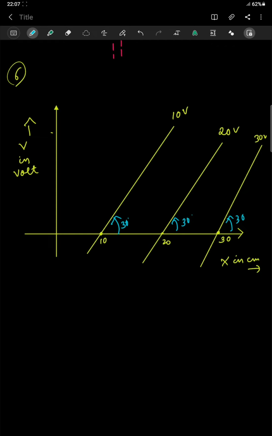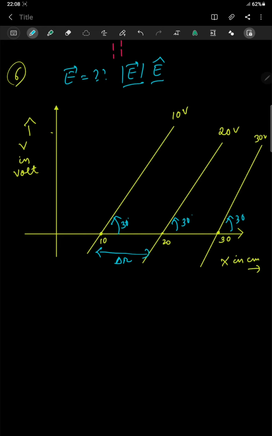Now how to solve this? So the 10 volt, 20 volt, 30 volt are the equipotential surfaces. You have to find out their electric field. That means you have to find the electric field magnitude and electric field direction, E cap. That means you need the magnitude, and you need to know the direction also. Okay. Now for this, what is this? This is your delta R. The difference between the two equipotential surfaces is delta R.